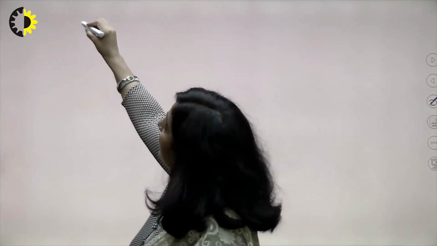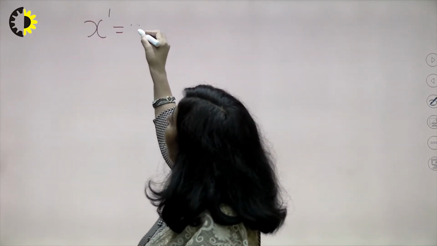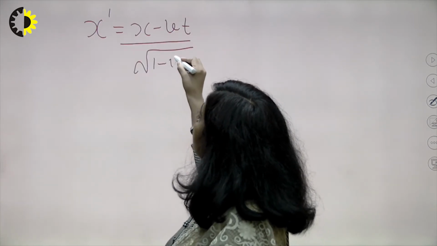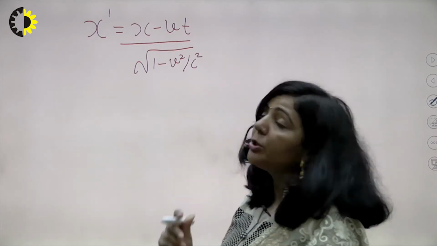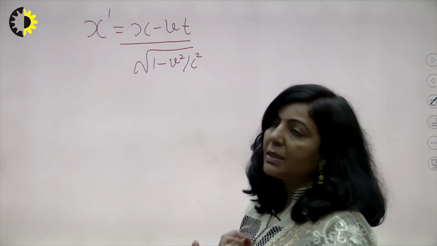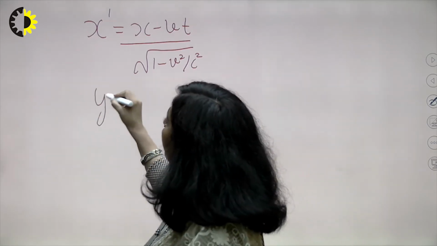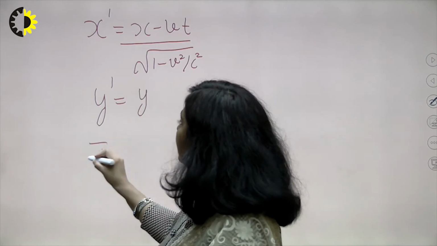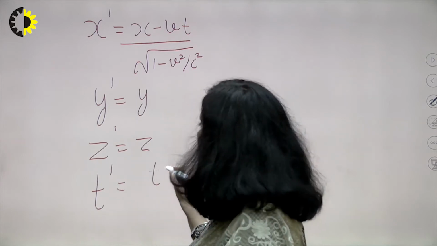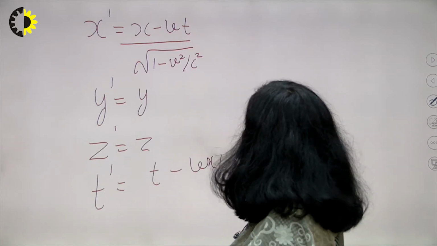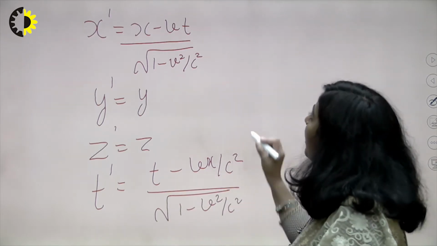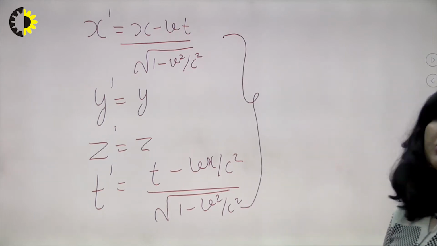I hope you remember that x' = (x - vt)/√(1 - v²/c²). This is your Lorentz transformation equation for the position coordinate, and in this particular case the direction of motion is along the x axis. So this is your first equation, and the second coordinate is y' = y, z' = z, and the time transformation is t' = (t - vx/c²)/√(1 - v²/c²).